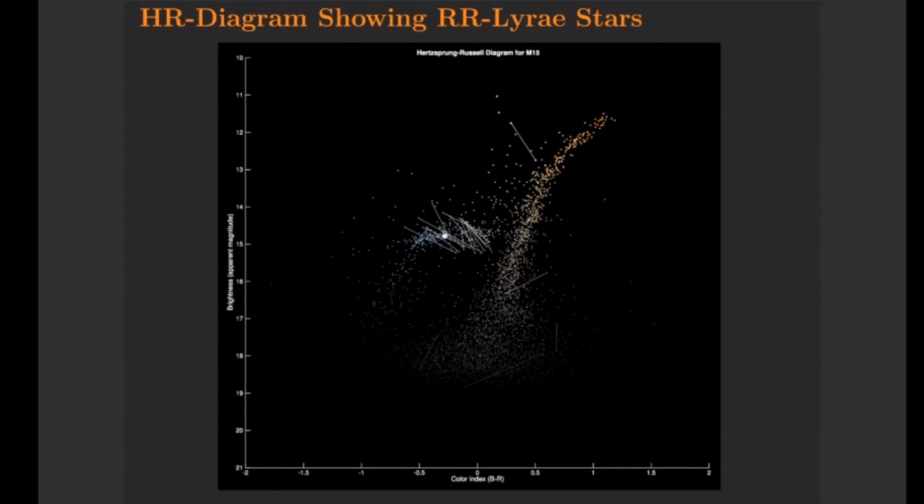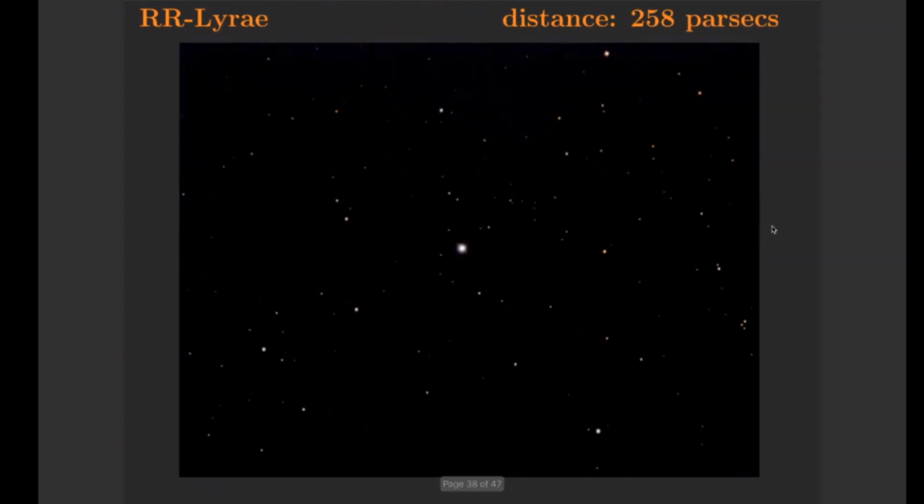But there's, again, something systematic going on. And the systematic thing that we're seeing here are the RR Lyrae stars. And why are they called RR Lyrae stars? It's because there's a star in the constellation Lyra called RR Lyrae, and that's this star right here.